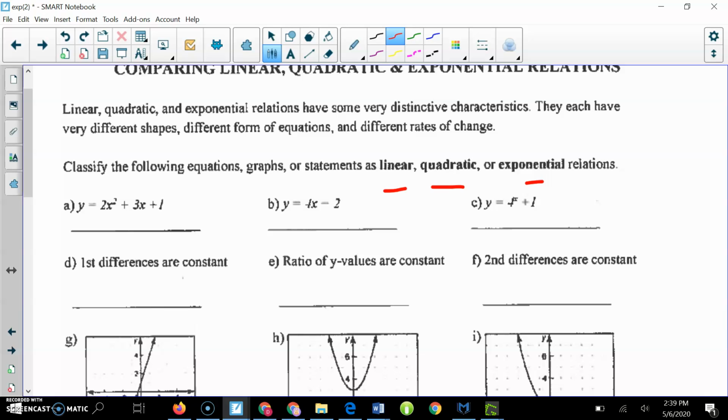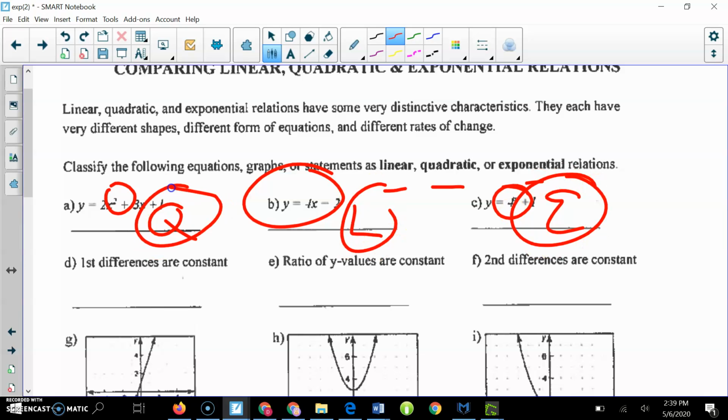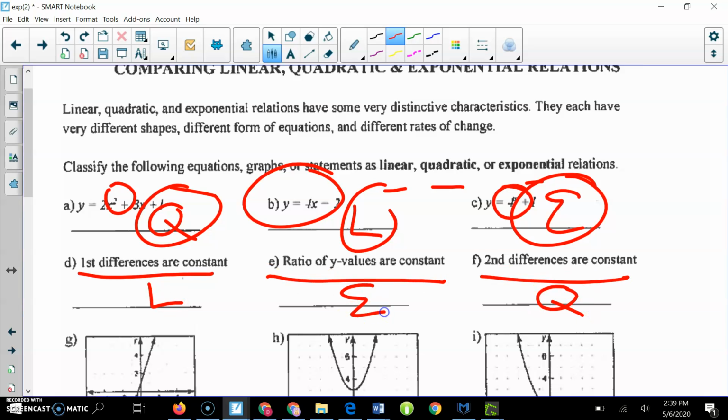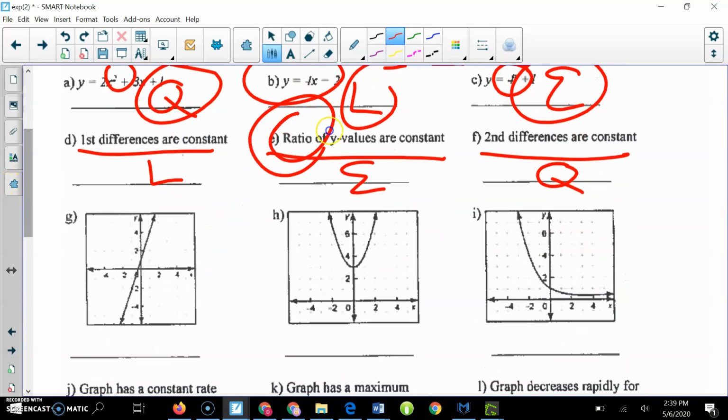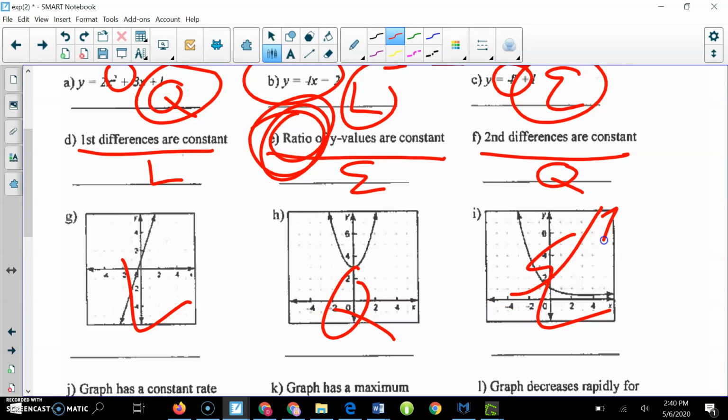This guy here has a squared in it, so that's quadratic. This guy here has no exponents, so that's linear. This has 4 to the x, so that's exponential. Okay, and that's the equation. If first differences are the same, it's linear. If second differences are the same, it's quadratic. And if the ratio is the same, it's exponential. So you guys knew the first two, and now you know that the word ratio is key for exponential. This guy's a parabola, this guy's a line, and this guy's exponential. Okay, that's decay, but either way, it is exponential. I could have that too.